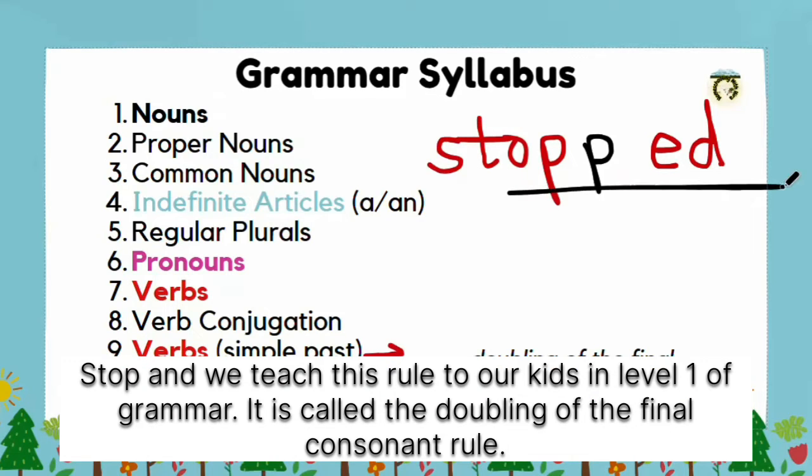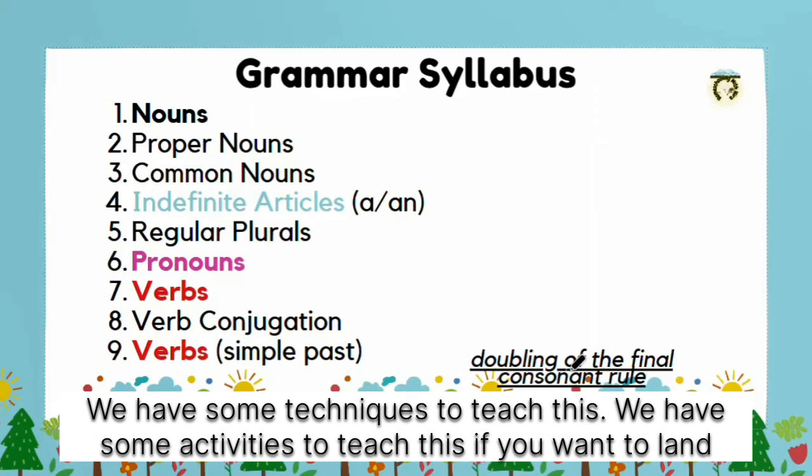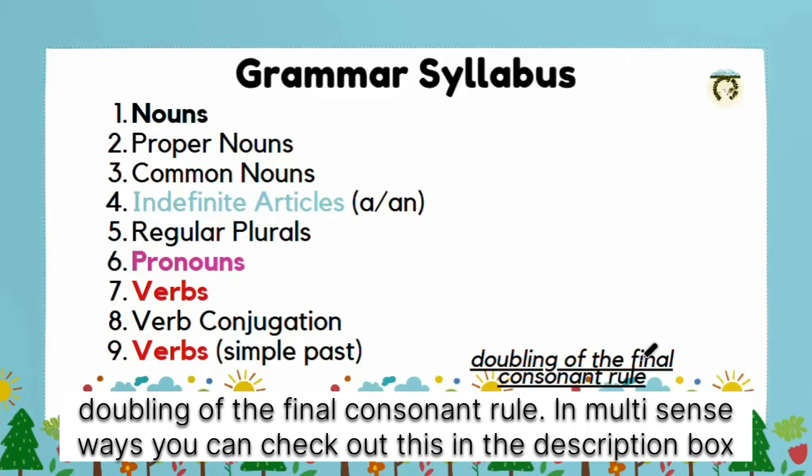And we teach this rule to our kids in level 1 of grammar. It is called the doubling of the final consonant rule. We have some techniques and some activities to teach this. If you want to learn the doubling of the final consonant rule in multisensory ways, you can check out the description box of this video.